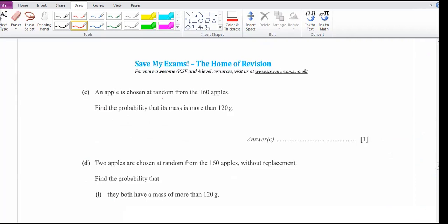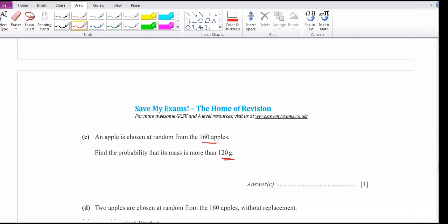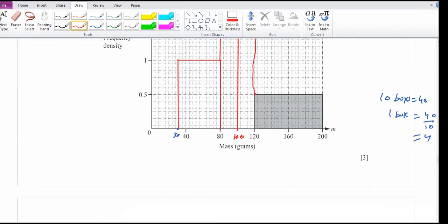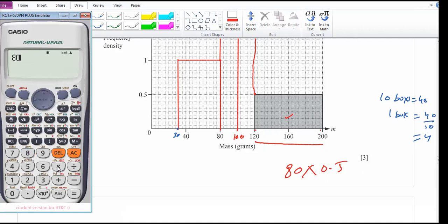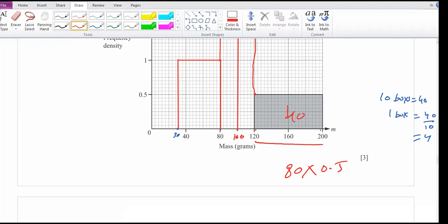An apple is chosen at random from 160 people. Find the probability that its mass is more than 120. Now first you need to find how many have mass more than 120. This is 120 and more. So we need to find the number in this bar. For this bar, what is the width? The width is 80. Multiply by the height. Height is 0.5. It means how many total numbers are within this bar? 80 multiplied by 0.5, 40. It means this represents a total of 40. The numbers in this are 40.